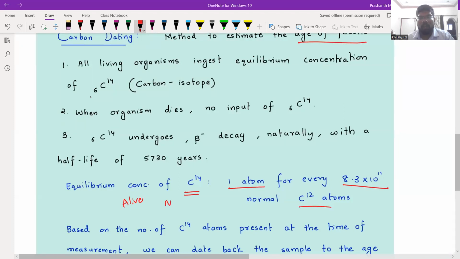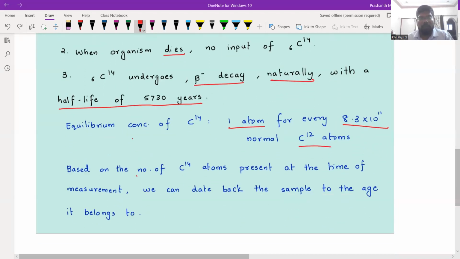Getting it? So N0 will be known. Then once the organism dies, now what is going to happen? There is no consumption now. There is no input for C14. Whatever C14 is present in that organism will now undergo decay. Naturally, it will undergo decay and it has a half-life of 5,730 years. That means for every 5,730 years, the quantity will become half, and half, and half again. Getting it? So in this way, they'll measure.